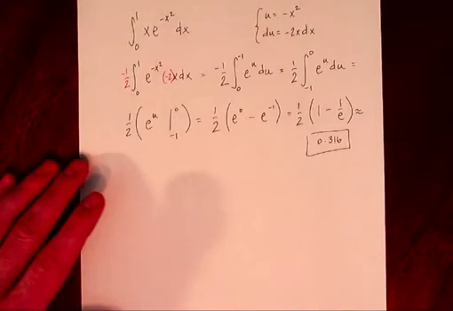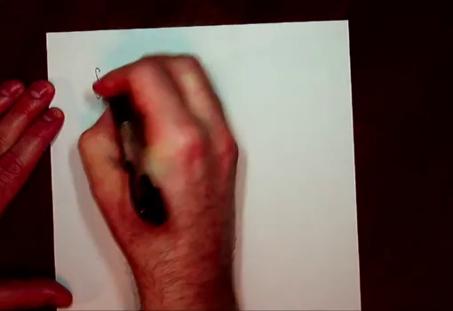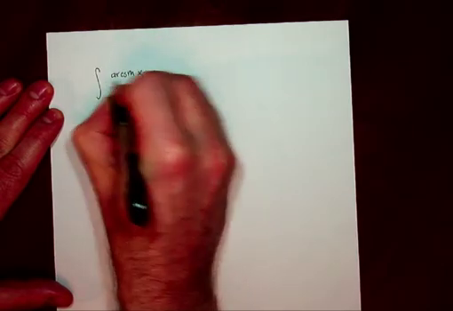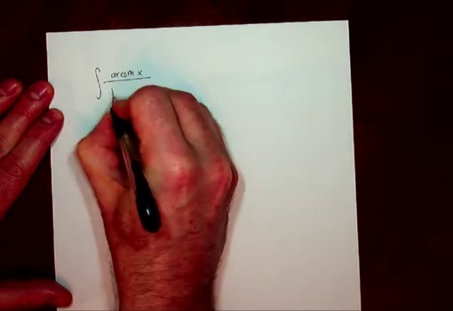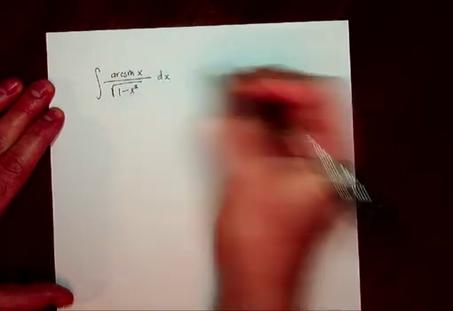Alrighty, let's go ahead and flip over to a new page just in case I don't have room for this next one. Okay. Let's do, what's that one? Looks like a fun one. Let's do the integral of arcsine of x over the square root of 1 minus x squared dx.